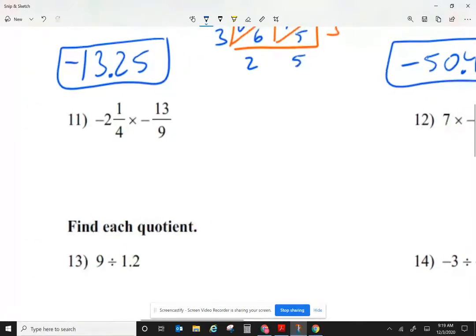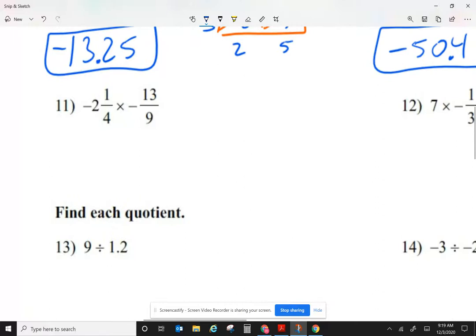Now let's take a look at multiplication of fractions. In multiplication, my fractions should only have a number on the top and a number at the bottom. If I see a mixed number, I'm going to multiply it, in this case, 2 times 4, and then I'm going to add that to the top. So let me call this 9 over 4 times 13 over 9.